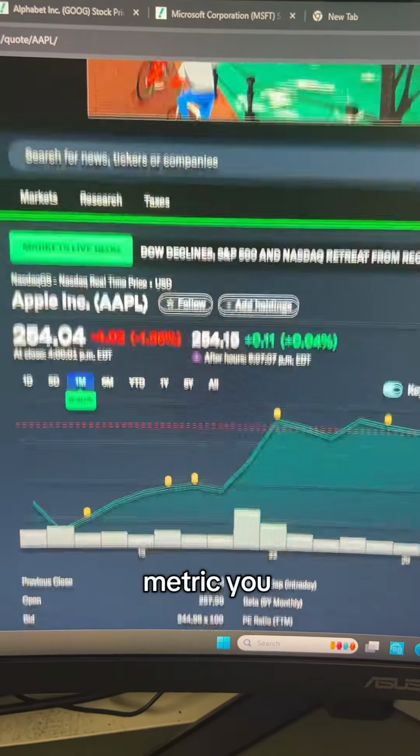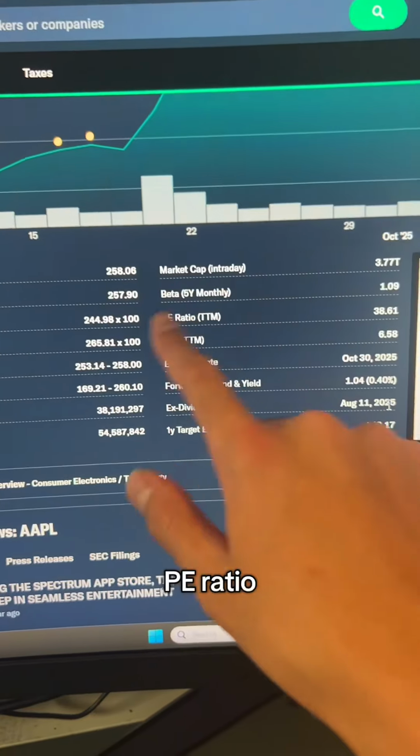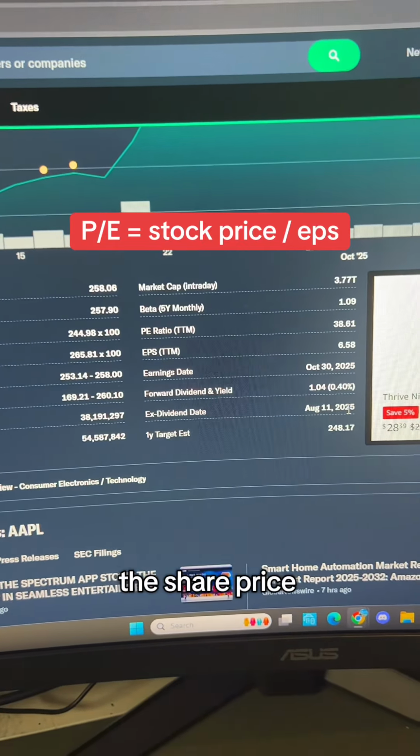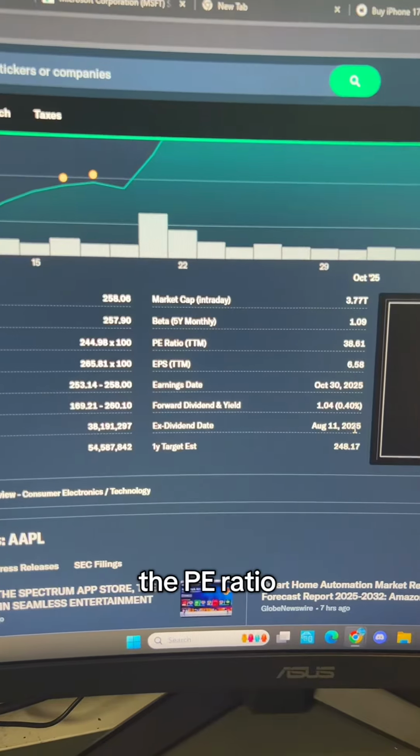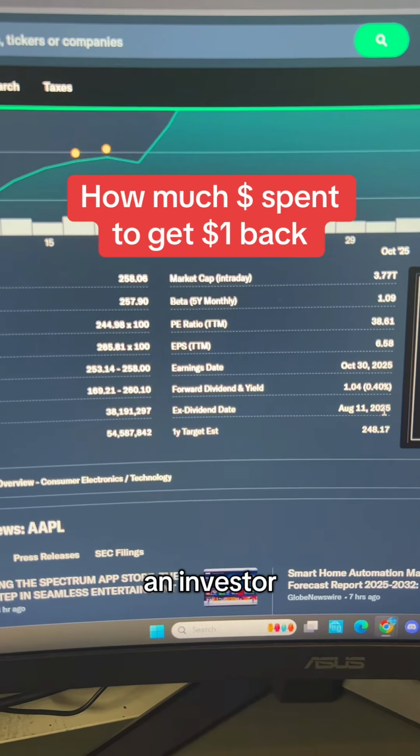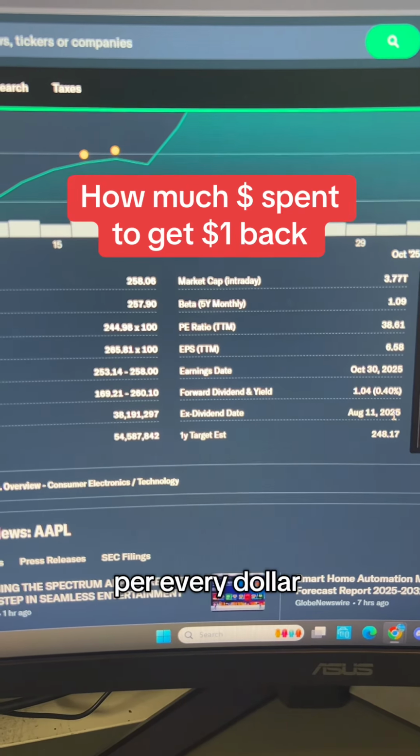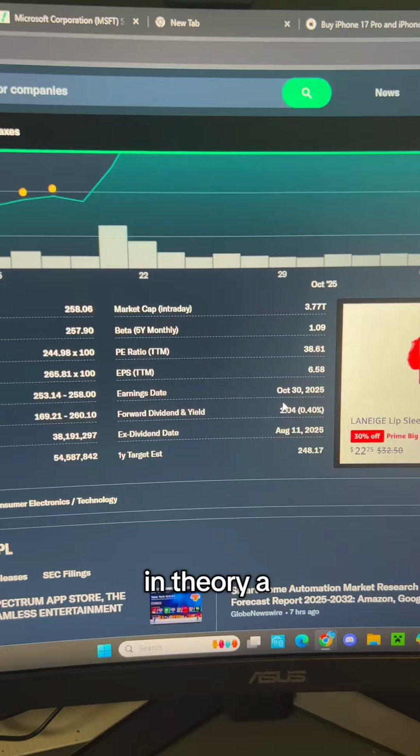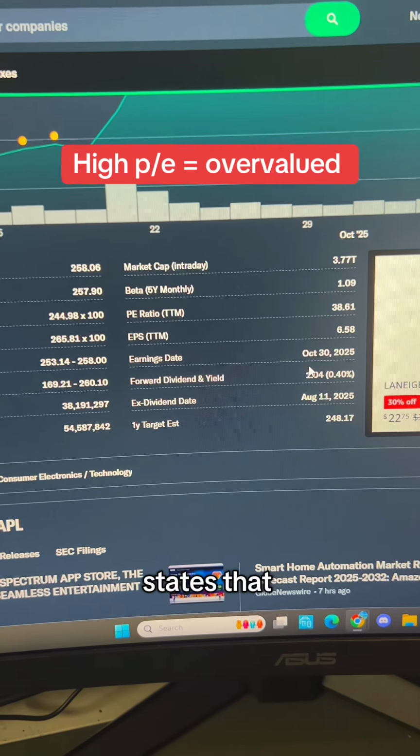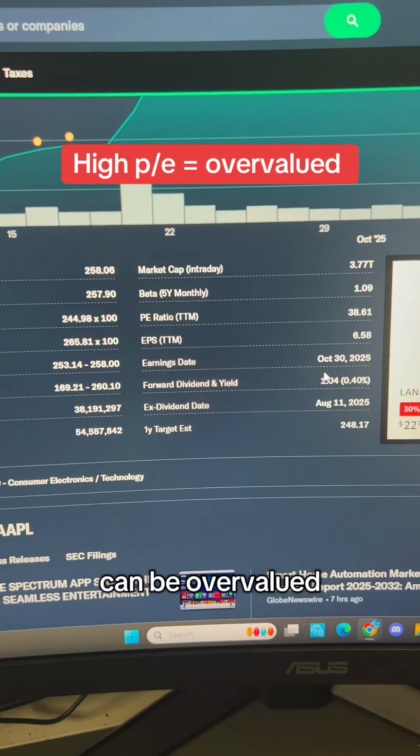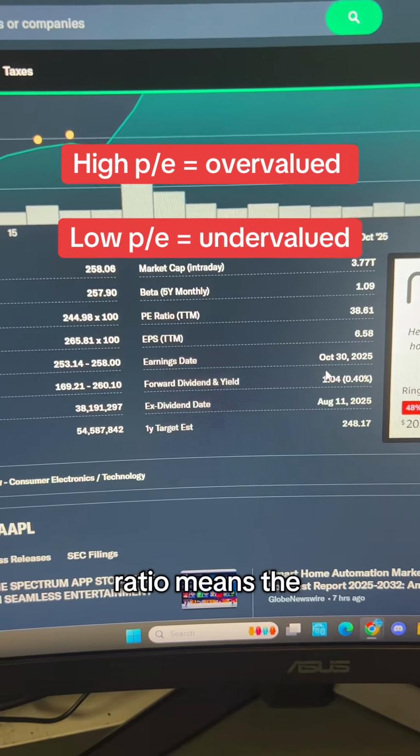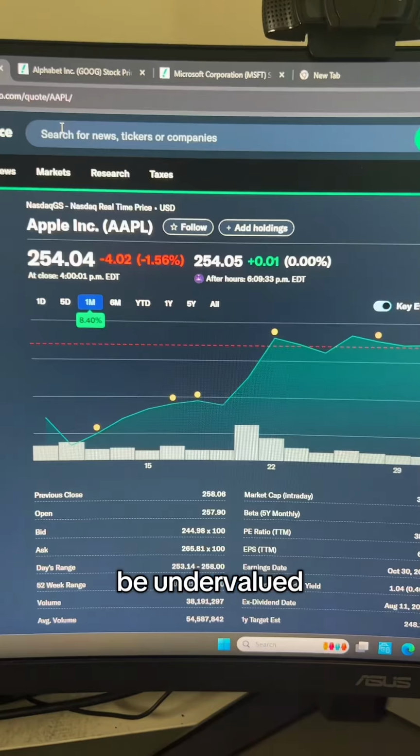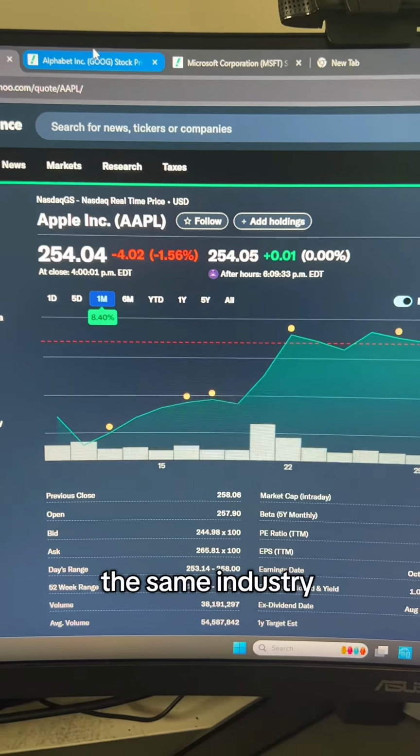The next financial metric you want to look at is the PE ratio, which divides the share price by the earnings per share. The PE ratio basically tells you how much an investor like you is willing to pay for every dollar they get back. In theory, a high PE ratio states that the company can be overvalued, as a lower PE ratio means the company can be undervalued. You also want to look at the competitors in the same industry as Apple.